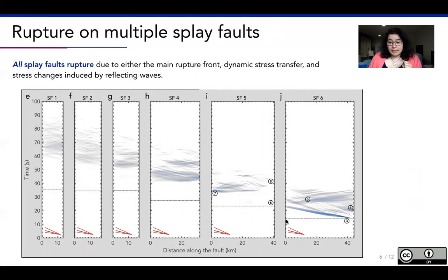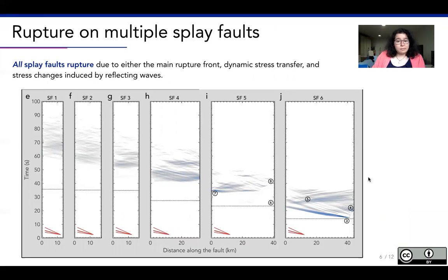This dotted line indicates when the main rupture front first encounters the splay fault. And as you can see, sometimes it actually activates the splay fault, such as here. Other times, we have activation from the surface because of the reflected waves that go back onto the splay fault and induce a stress change there. And sometimes it is only afterwards through a combination of reflecting waves and dynamic stress transfer.